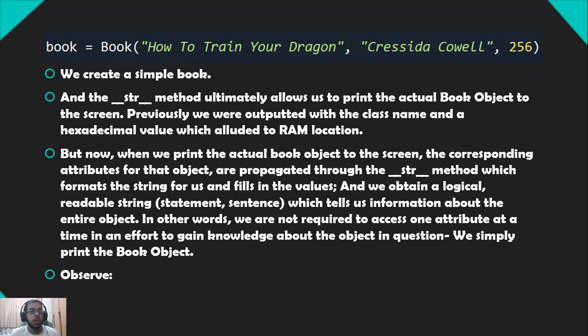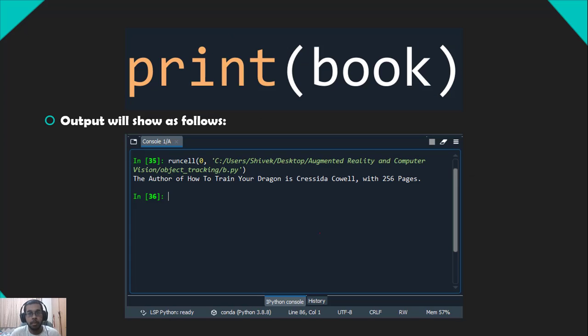In other words, we are not required to access one attribute at a time in an effort to gain knowledge about the object in question. We simply print the book object. Observe. Print book. Output will show as follows. The author of How to Train Your Dragon is Cressida Cowell with 256 pages.